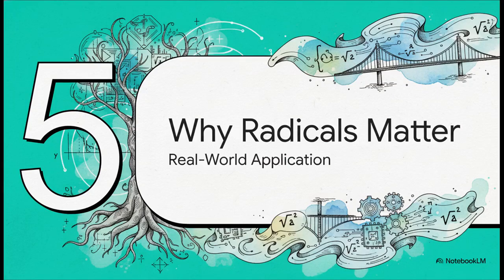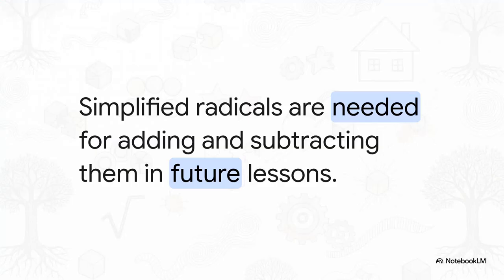So after all that, you might be sitting there thinking, okay, cool, but why? Why do we even need to learn this? Well, it's not just a random math puzzle, I promise. It's a critical skill for what's coming next. To put it simply, simplifying is just step 1. Later on, you're going to need to add, subtract, and multiply radicals. And guess what? You can't do any of that efficiently unless they're in their simplest form first. Mastering this now is what sets you up for success down the road.